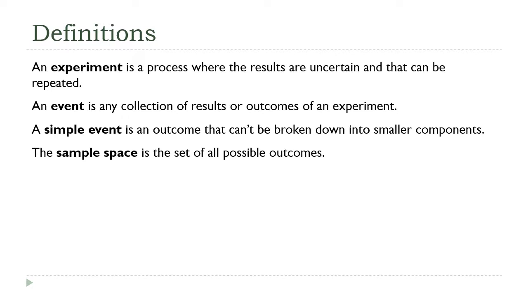Now, we talk about an event. An event is any collection of results or outcomes of an experiment. For example, getting heads is an event. Getting heads twice would be an event. A simple event is an outcome that can't be broken down into smaller components. So going back to my last example, getting heads is a simple event. There's no way I can make that any simpler. Getting heads twice is not a simple event because it's made up of two parts, the first result and the second one. And finally, the sample space is the set of all possible outcomes of an experiment.